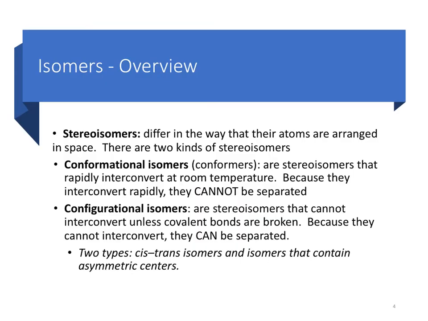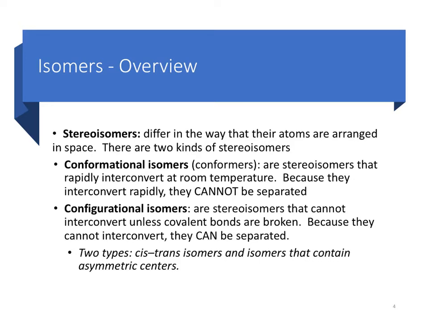Of the stereoisomers, there are two kinds. There are conformational isomers, or conformers. Those are the ones that we depicted with the Newman projections. Those rapidly interconvert at room temperature because they just have to rotate around a bond to interconvert. Therefore, you cannot separate those. Then the other type are configurational isomers, which are stereoisomers that cannot interconvert unless covalent bonds are broken. And these can be separated.